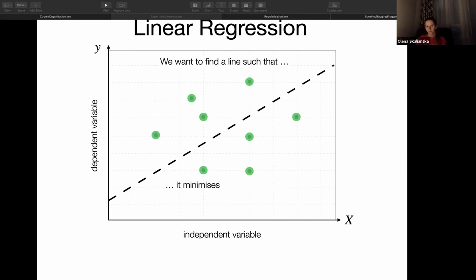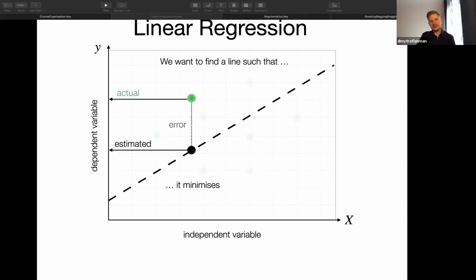Lena, what is linear regression trying to minimize? Distances between some points and this line. Like, I don't know how to explain. Yeah, that's exactly what you're saying. The distance between the point and the line, right? So this is called error. The distance between the point and the line is called error.